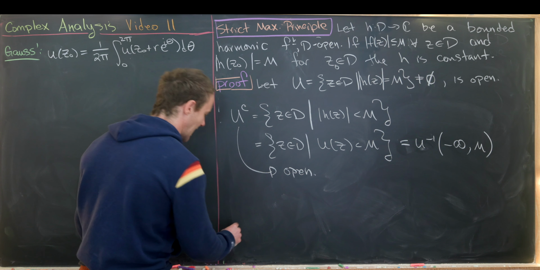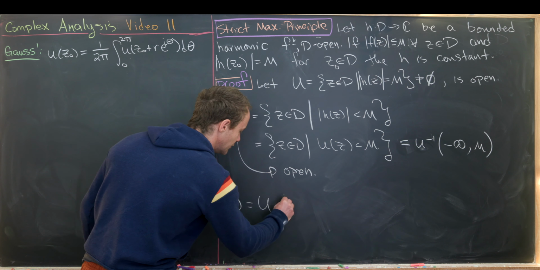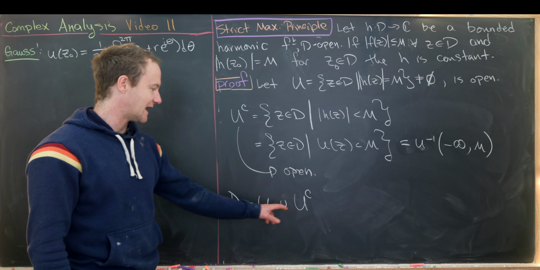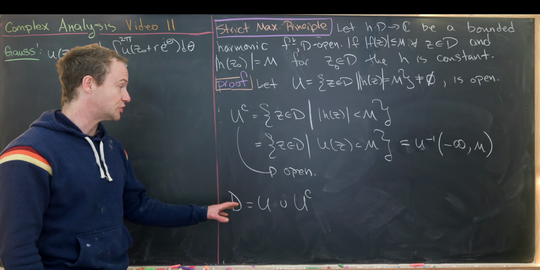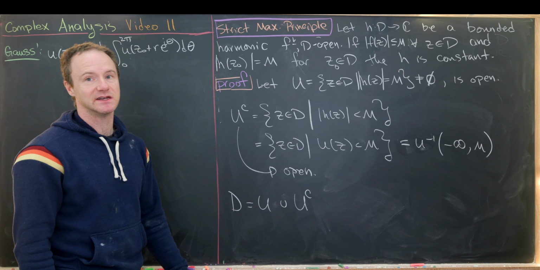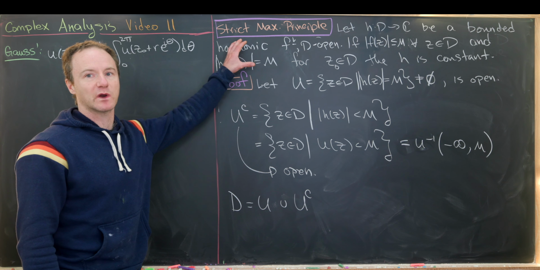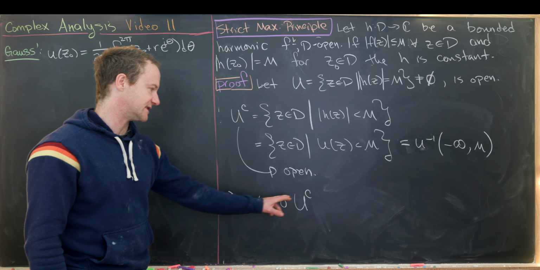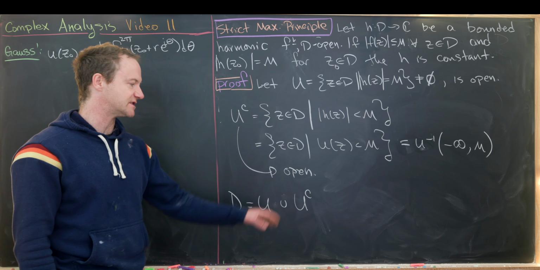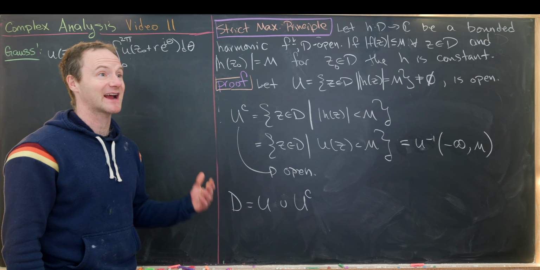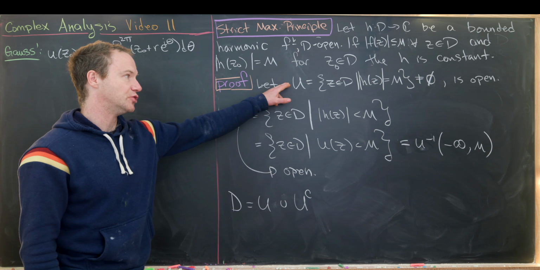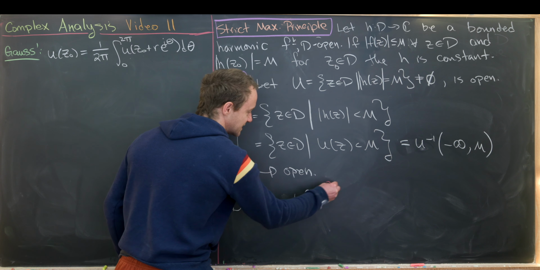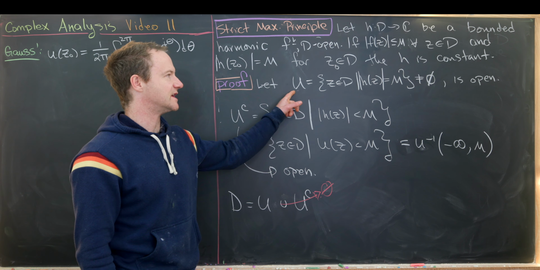Okay, so now what do we have? We know that D is U union U complement, and that's a disjoint union. But it cannot be written as the disjoint union of two open sets and still be connected. But let's recall that D was connected. That was one of the things that we didn't write up here, but we said out loud. Since it's connected and it's written as the disjoint union of two open sets, one of these open sets must in fact be empty. Well, we know that U is not empty. That means that U complement must be empty.